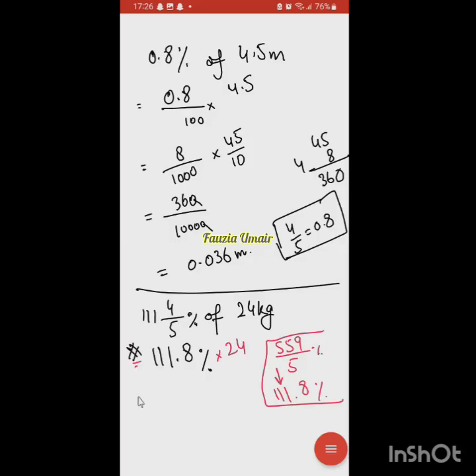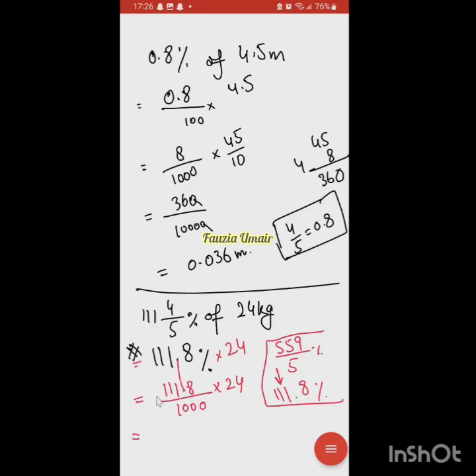So now the next step, 111.8. If we remove the percent sign, it is divided by 100, of 24. Now you can remove this decimal also and put another zero. It's up to you, that's also fine. So the zero is here and this is gone.